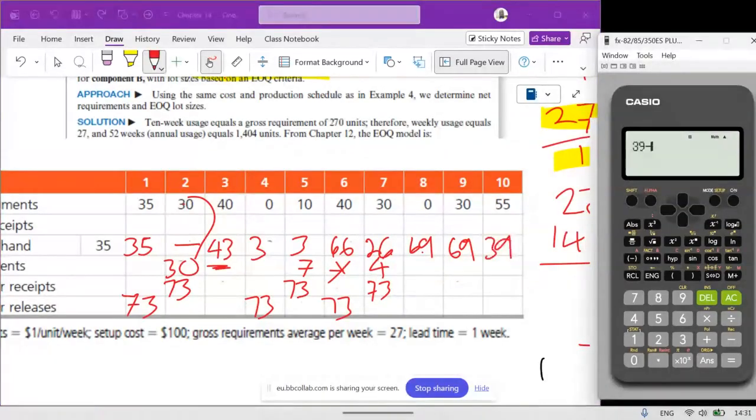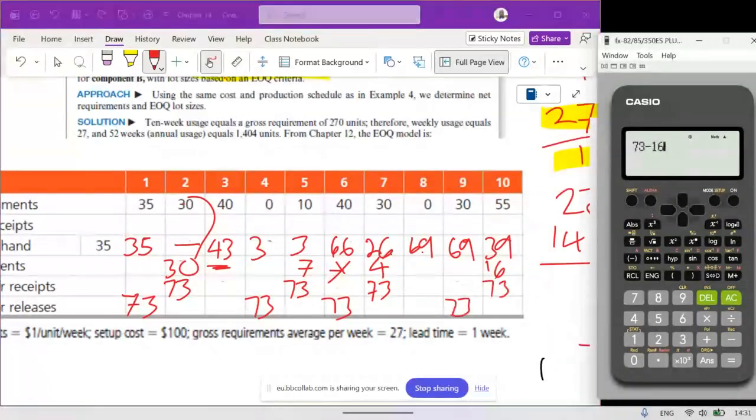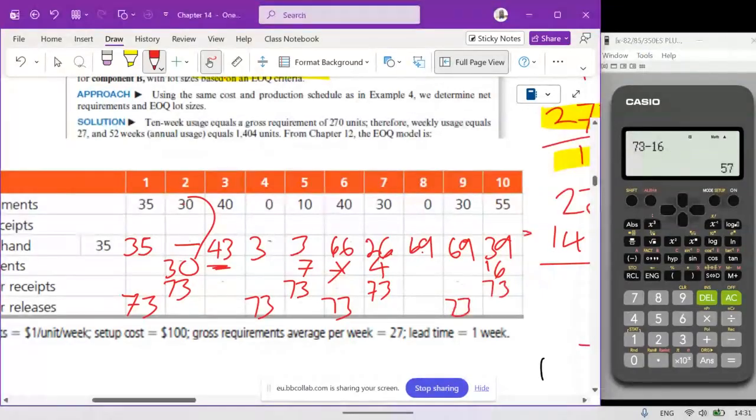Then 39 is what we have, minus 55, we get a negative. The negative is the one that we're going to need to place an order for of 73 units. Then 73 is what you have minus 16, then becomes 57. So now all of these, 1, 2, 3, 4, 5, 6, 7, 8, 9, are added to become the quantity of your holding.